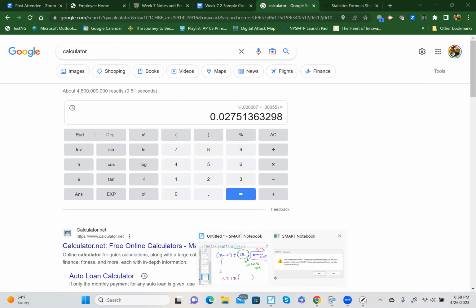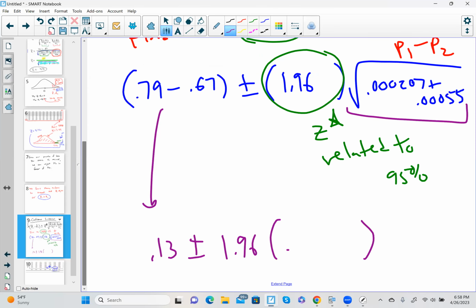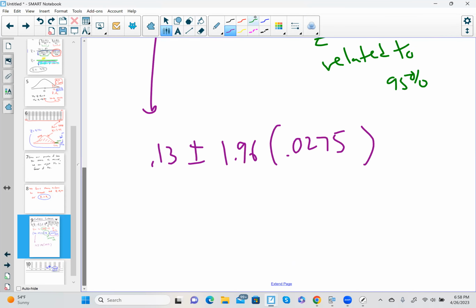So I'm going to put that back in here, 0.0275. Now, one thing that I realize some of you may not have seen is this little plus or minus thing. That's a way of putting two problems together in one. Let me show you what I mean.